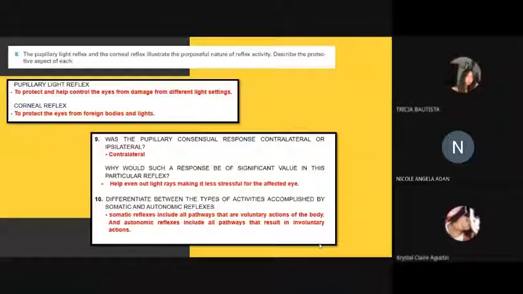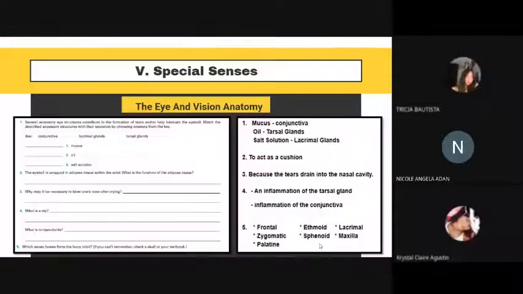Autonomic reflexes include all pathways that result in involuntary actions. Into special senses, I am Trisha Bautista and I am going to discuss the eye and vision anatomy.